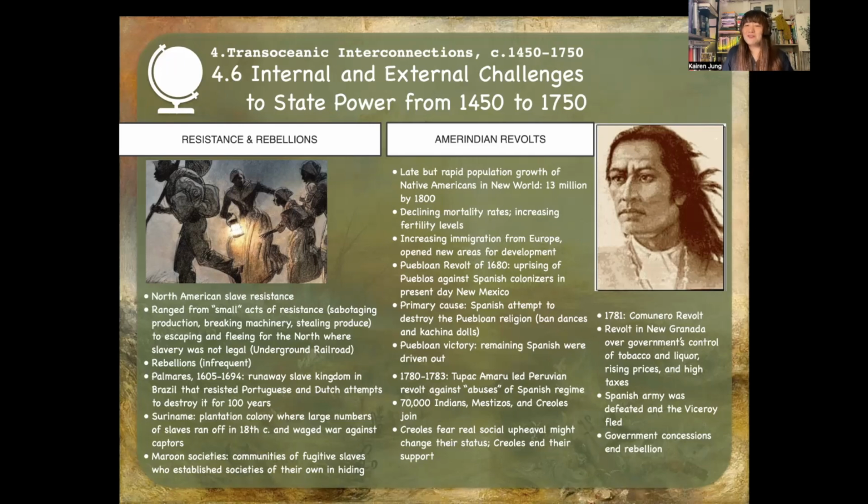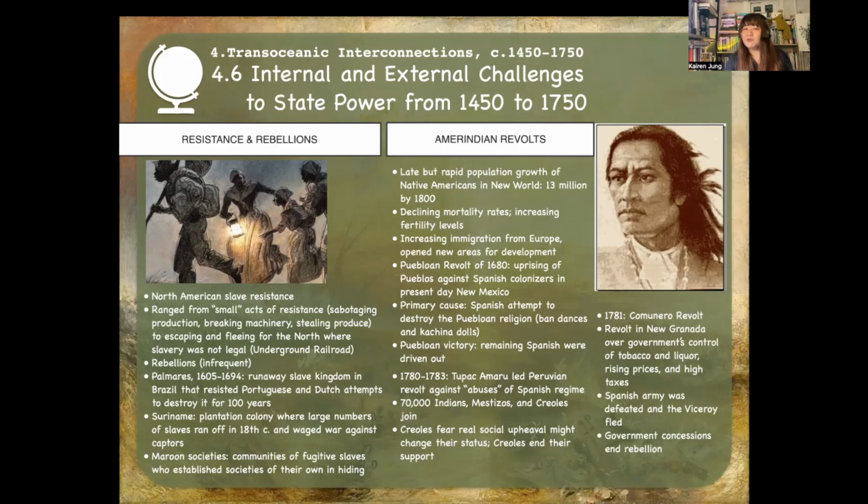Now let's look at the Amerindian revolts. There was a late but rapid population growth of Native Americans in the New World, 13 million by 1800. With the declining mortality rates and the increasing fertility levels, as well as the increasing immigration from Europe, there were a lot of new areas for development.